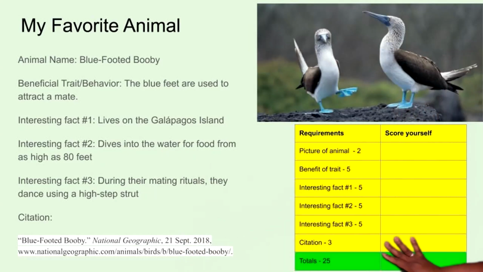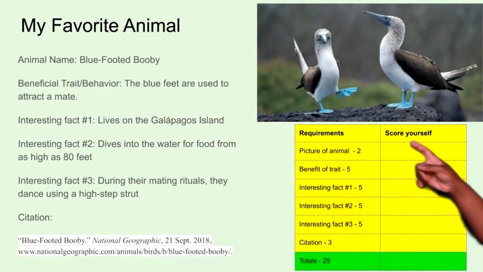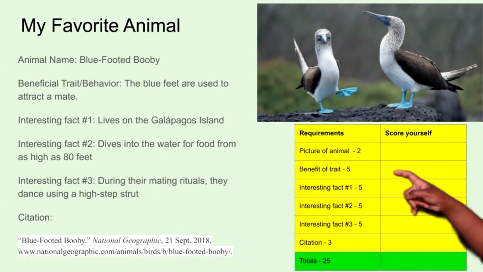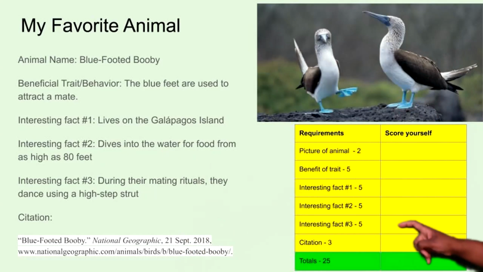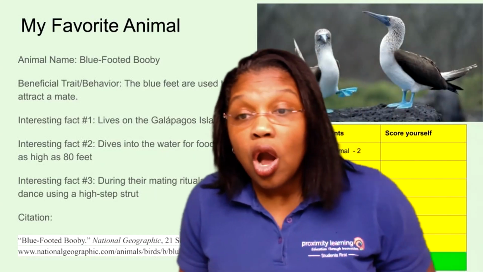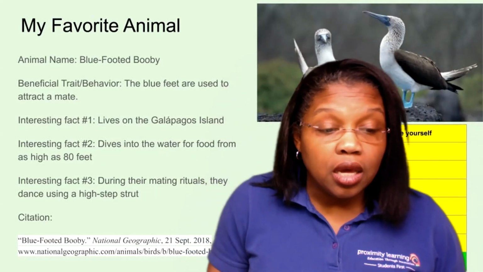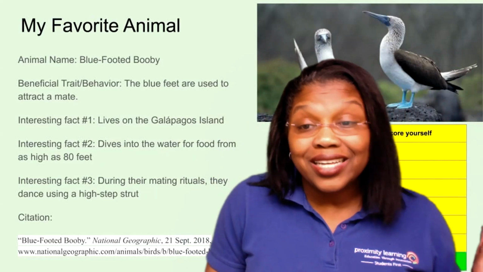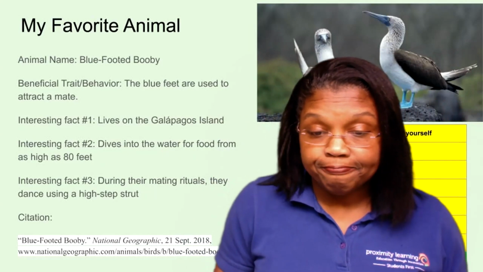So let me grade myself. I got myself 2 points for the picture. For my trait, my 3 interesting facts are all here. My citation is in MLA format. I gave myself 25 points. Yay! I am good to go. All right, so let's briefly go over how to do the citation for those that don't remember.